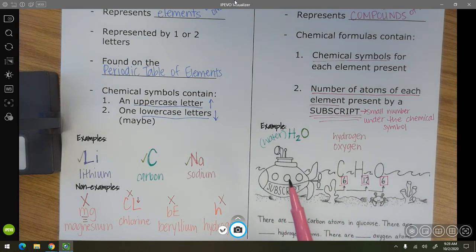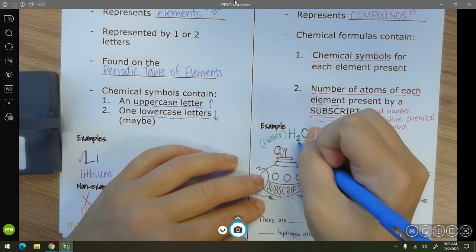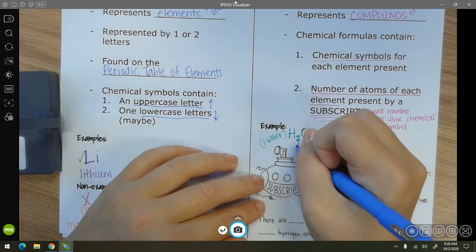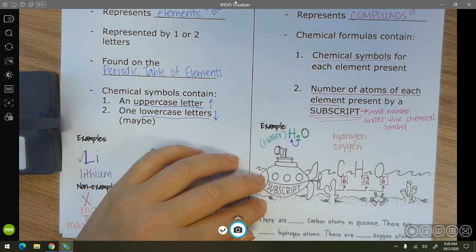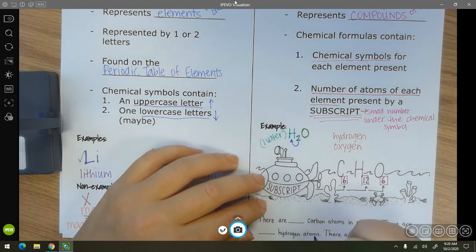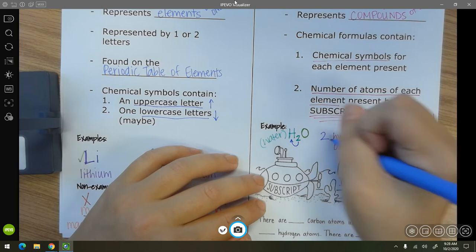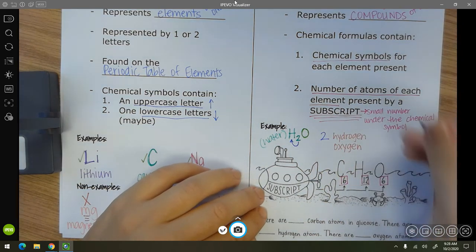Okay? But now we need to figure out how many of the hydrogen and how many of the oxygen. So if I'm going to do that, I need to look at my subscripts. Subscripts. Okay, and a subscript goes with the letter to its left. So that 2 doesn't go to the O, it goes to the H. All right, so there are 2 atoms of hydrogen.